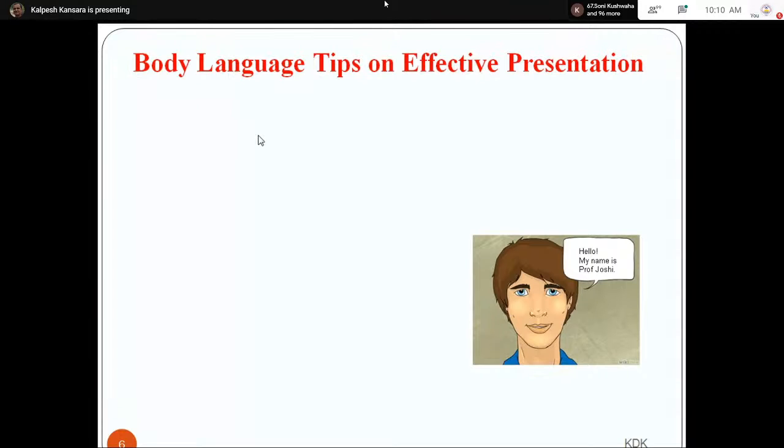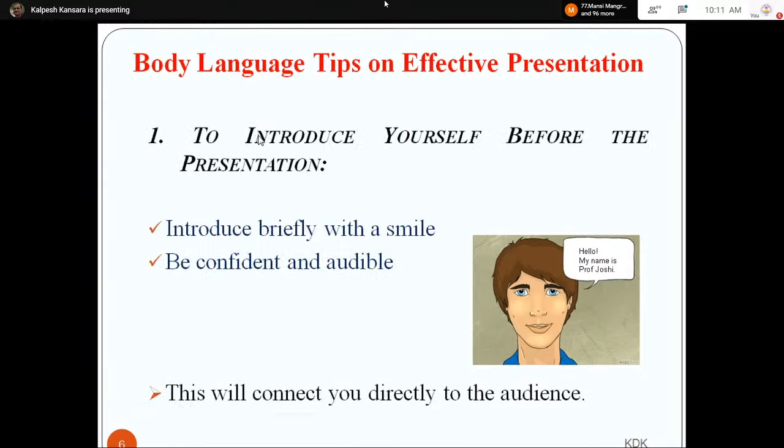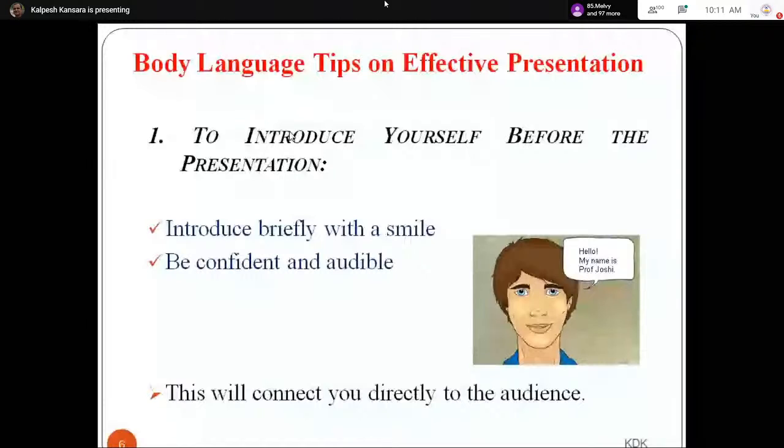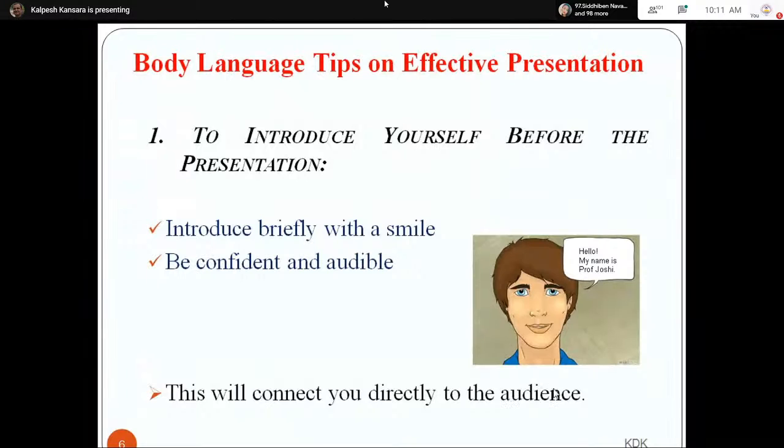Now, these are some tips of the body language presentation. So, I would like to clarify on that. The first one, as you see, is to introduce yourself before any presentation. Now, when you introduce yourself, you have to be very, very joyful, and you need to introduce with a smile. Never forget to introduce yourself with a smile. Be confident and audible. So, when you speak your name, my name is Professor Kansara, there should be a smile on your face, and this will connect directly to your audience. So, that should be taken care of.